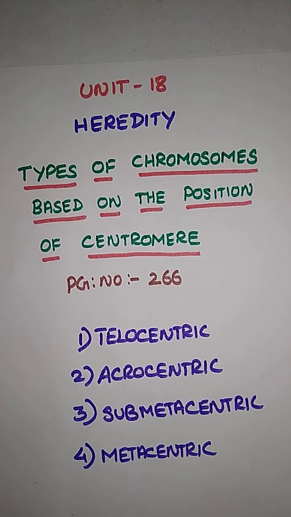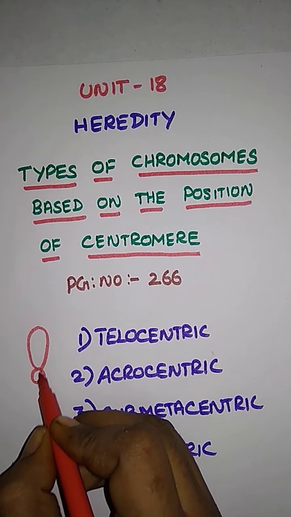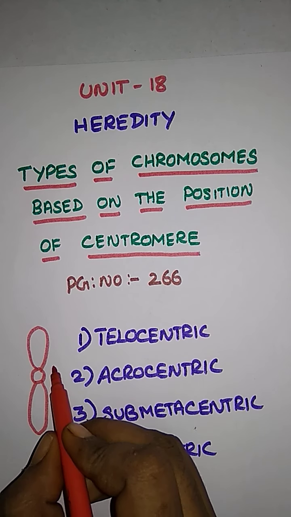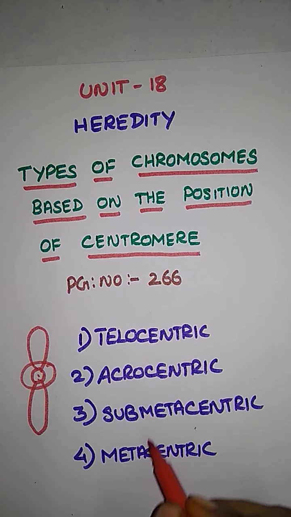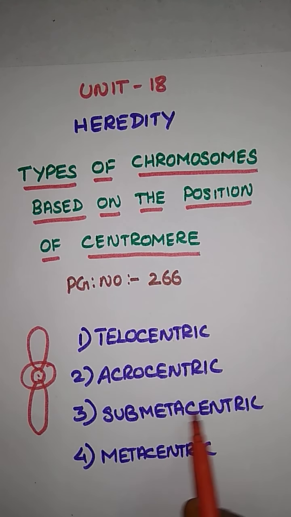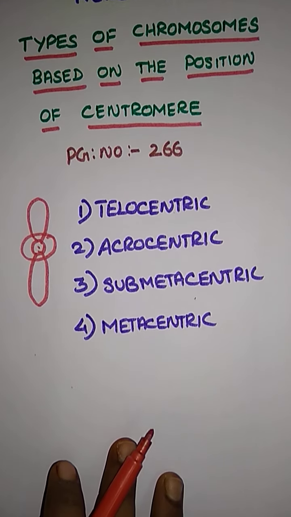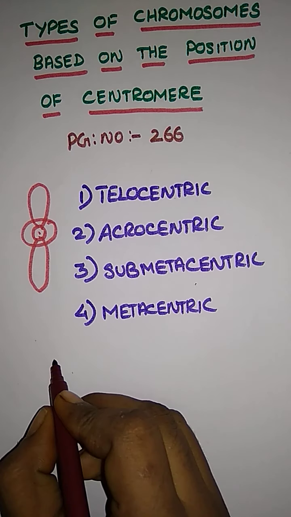Based on the position of centromere. What do they say about the position of a centromere? Here this is the structure of chromosome. Based on the position of centromere, they are classified as 4 types: telocentric, acrocentric, submetacentric and metacentric. Okay, let's take the topics one by one. First, write the first topic: telocentric.